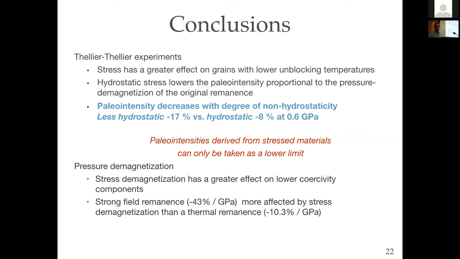There is an opportunity where pressure demagnetization could be used as a mechanism for diminishing the low coercivity components, the main effect in paleointensity. This is the project I'm going to work on at the IRM. We have an NSF grant funded, thank you, to actually do this. We don't really understand why, but it seems to work quite well. So I actually have one.